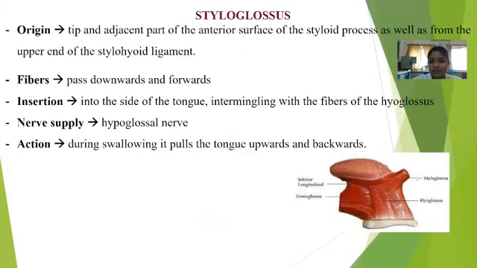Coming to styloglossus. Origin: tip and adjacent part of the anterior surface of the styloid process as well as from the upper end of the stylohyoid ligament. The fibers pass downwards and forwards. Insertion: into the side of the tongue, intermingling with the fibers of the hyoglossus. The nerve supply is the hypoglossal nerve. What is the action? During swallowing, it pulls the tongue upwards and backwards.